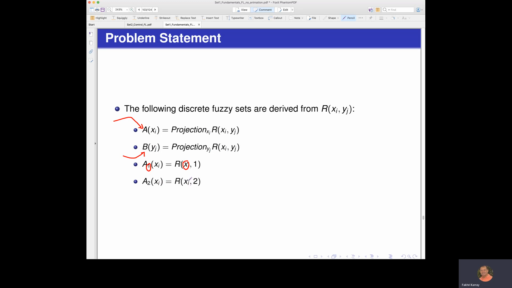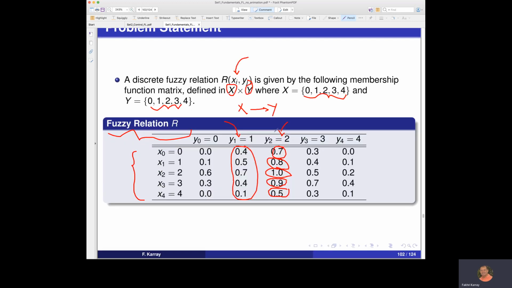A2(xi) is no other than the same thing, but now we go to support number 2 for the value. So this is support number 2, and all these particular values represent the set. So this is A1, and this is set A2.